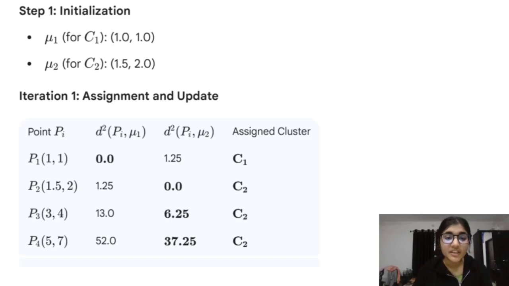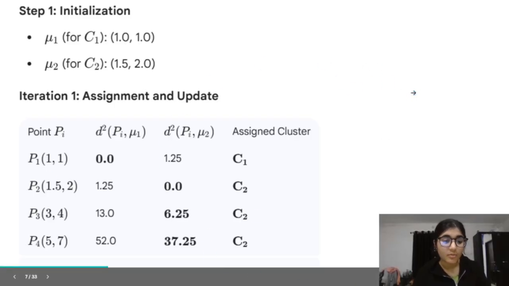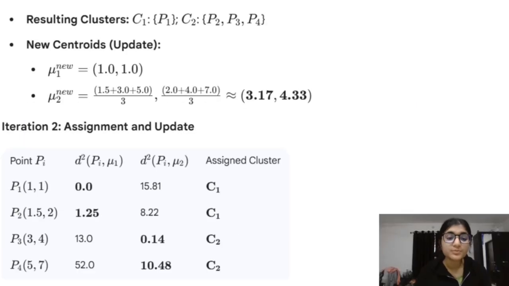Then iteration 1 is assignment and update. The points are P1 (1, 1), P2 (1.5, 2), P3 (3, 4) and P4 (5, 7). Then we will calculate all these values from the formula mentioned before. The resulting clusters are C1 with P1, and C2 with P2, P3 and P4. The new centroids are new mu1 equal to (1, 1) and new mu2 approximately equal to (3.17, 4.33).